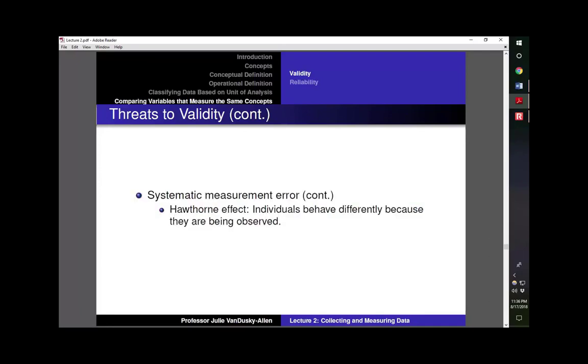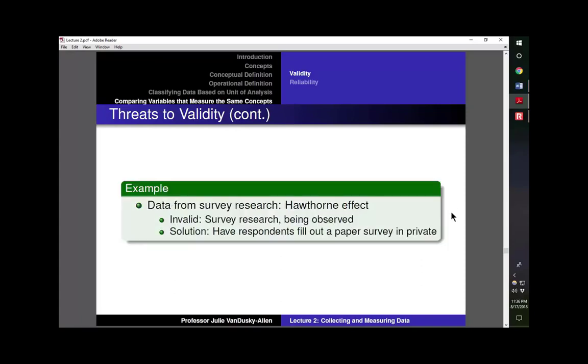The Hawthorne effect also leads to systematic measurement error. The Hawthorne effect occurs when you're collecting data from individuals and those individuals behave differently because they are being observed. So, for example, we know that when survey researchers ask respondents questions about race-related issues, the race of the survey researcher and the respondent matter. African American survey respondents are more likely to say they face discrimination when an African American survey researcher asks them questions about discrimination versus when a white researcher asks them questions about discrimination.